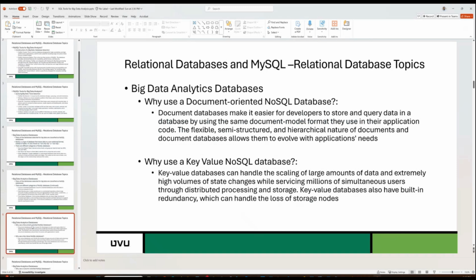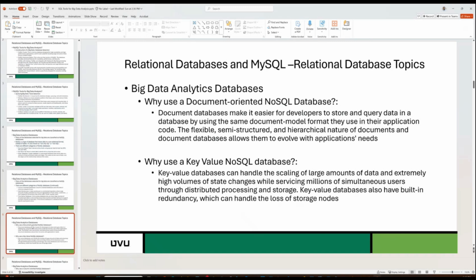Why would I pick one database over another? That's one of the things I cover in my CS 3530 class. My students actually build these databases out. They actually do real world queries and real world things. And then we kind of talk about, well, why would you pick one over the other?